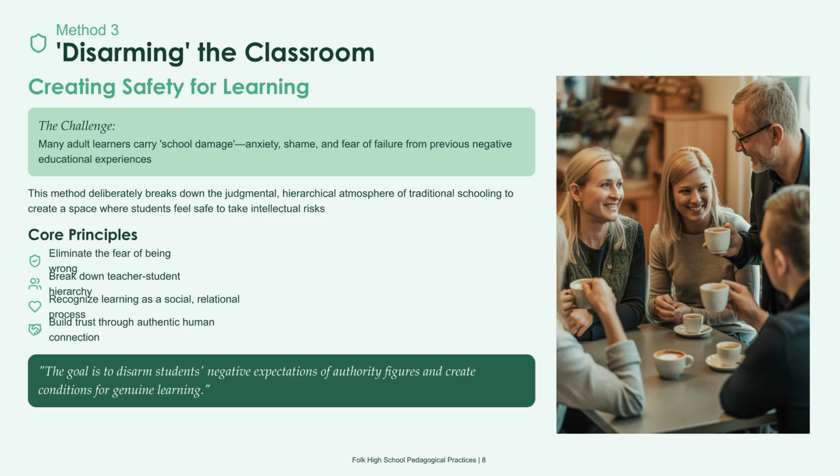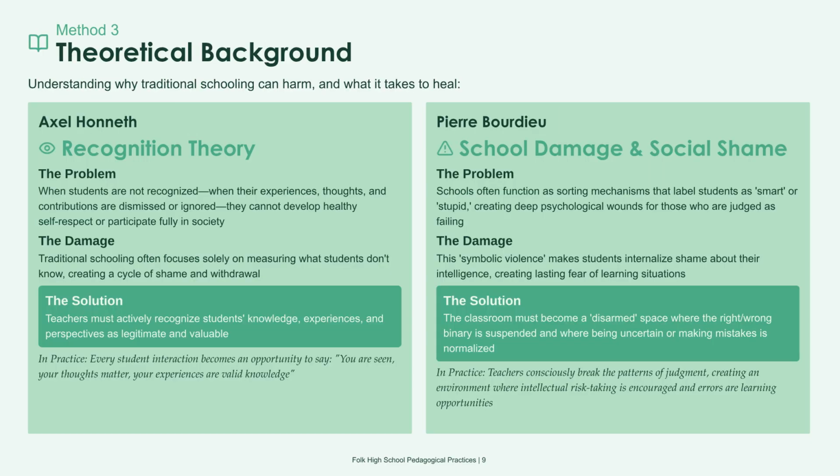Method 3 is disarming the classroom, which focuses on creating safety for learning. We address school damage, the anxiety and shame adult learners carry, by breaking down hierarchy and eliminating the fear of being wrong. Honneth's recognition theory highlights that recognition heals the shame of being ignored. Bourdieu explains symbolic violence, showing that normalizing mistakes is necessary to dismantle the fear of learning associated with traditional schooling.